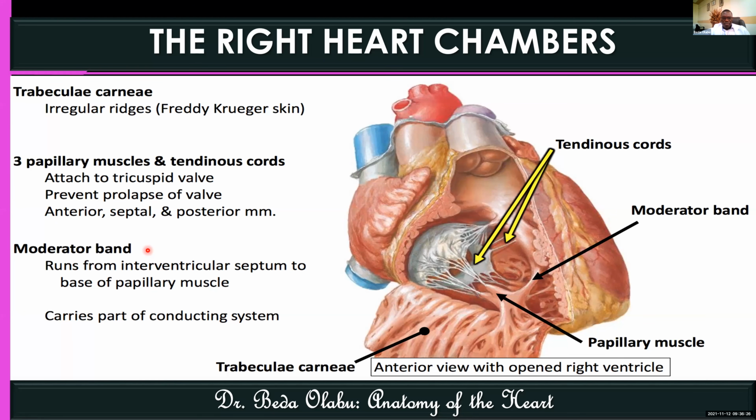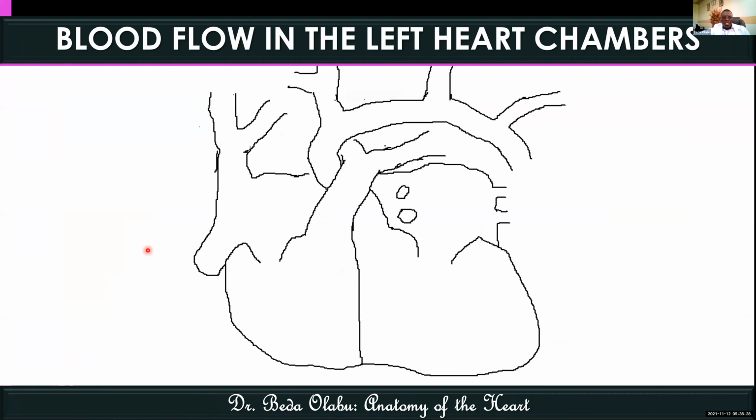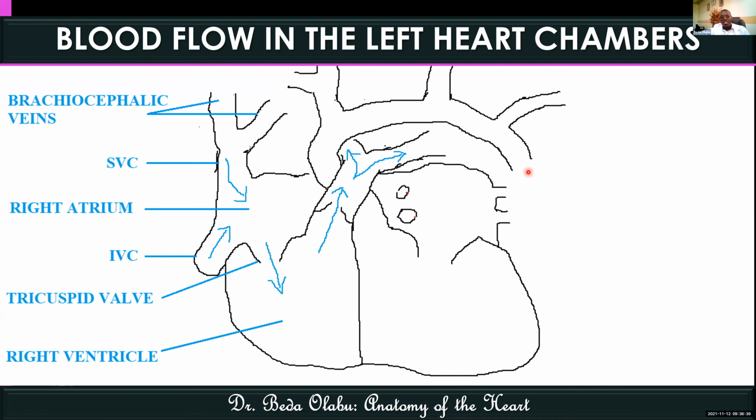All right. Now let's talk about the left heart chambers. Perhaps we'll do what we did first, talk about how blood flows through the left heart chambers. That one we've already talked about. So when blood moves to the lungs, it goes for oxygenation, then comes back through the pulmonary veins to the left atrium.